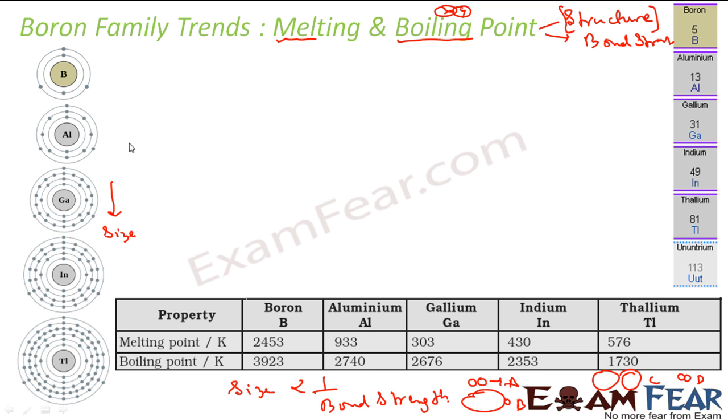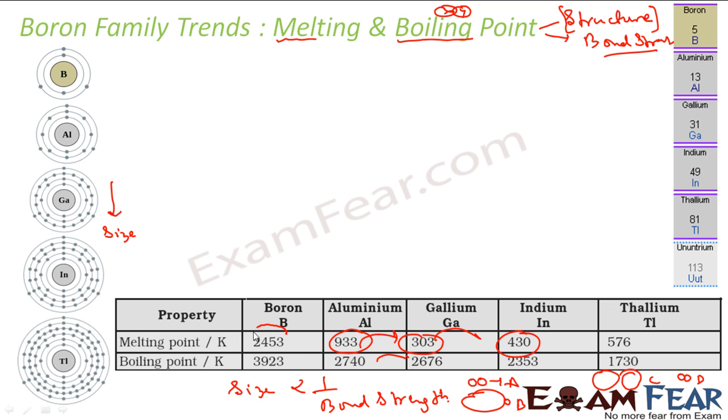It depends on 2 things. The first thing is, if you go down, the size increases, so the bond strength will decrease, right? So bond strength decreases, so the melting and boiling point will decrease. Obviously, if the bond strength is weak, it will easily melt and boil. So the trend is pretty obvious. It decreases generally, but there are some differences in the trend. The trend is not very clear. Why? Because it also depends on the structure.